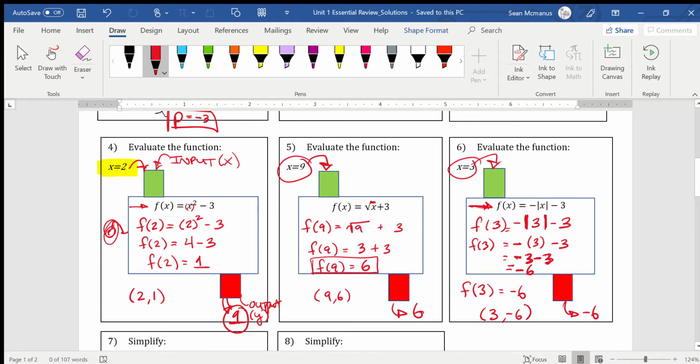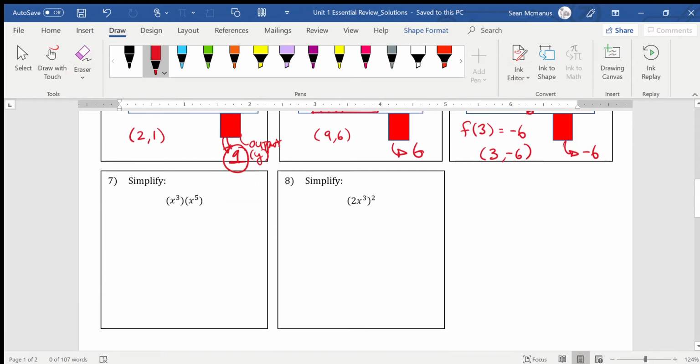Okay, we're going to continue with the next chunk. We're about halfway through our review.